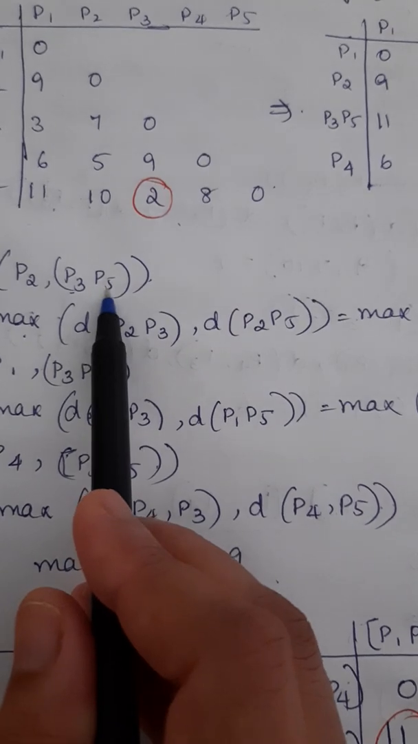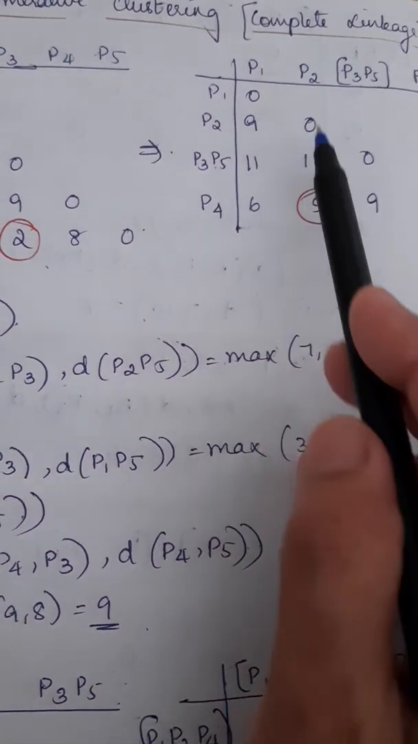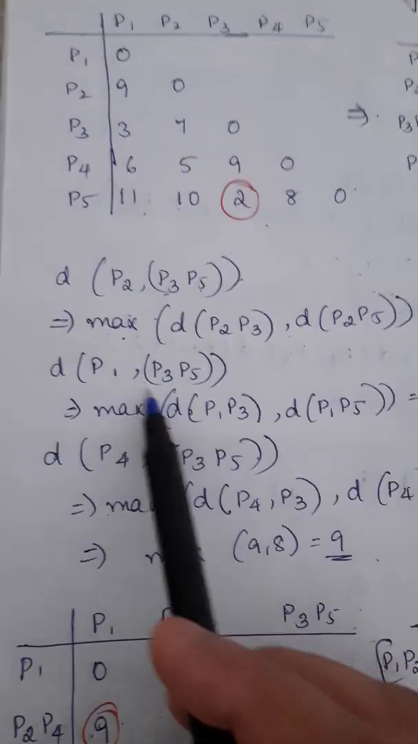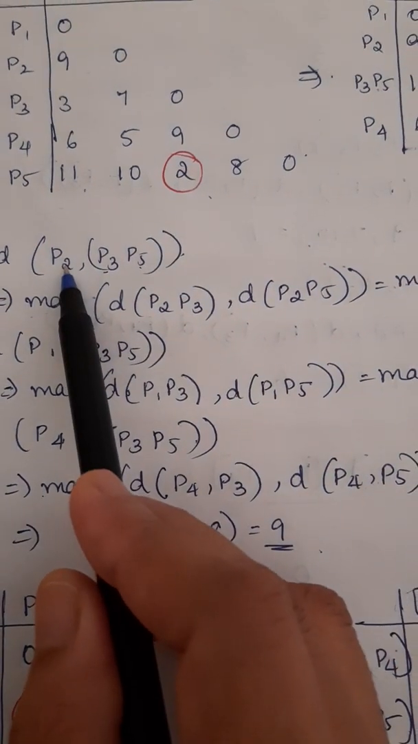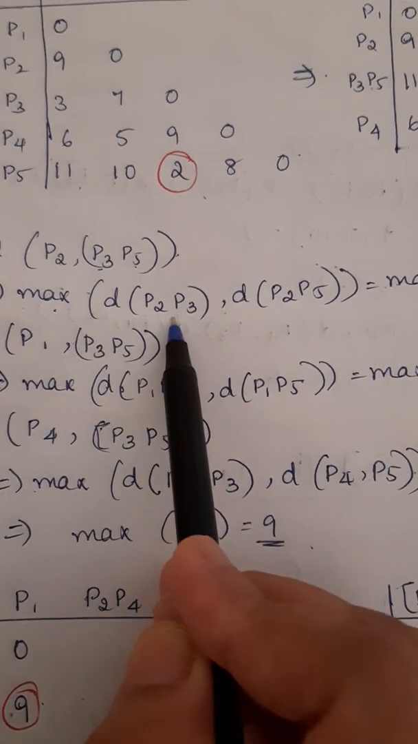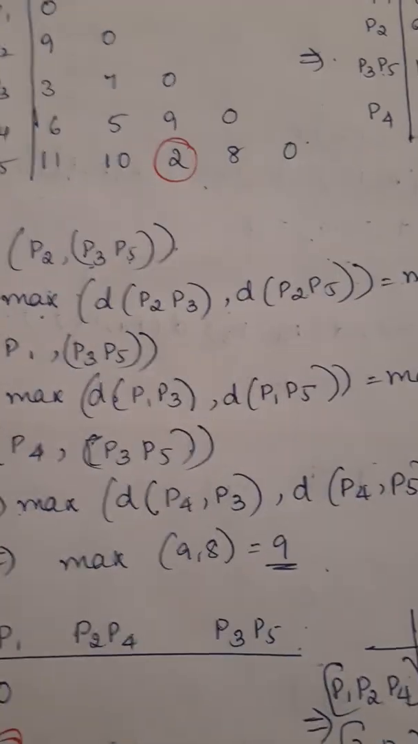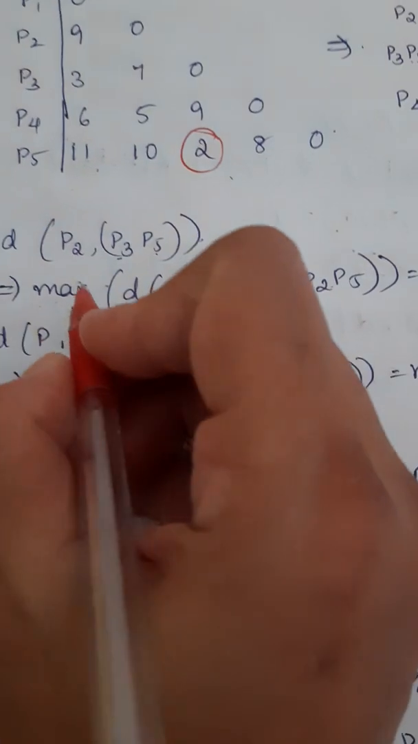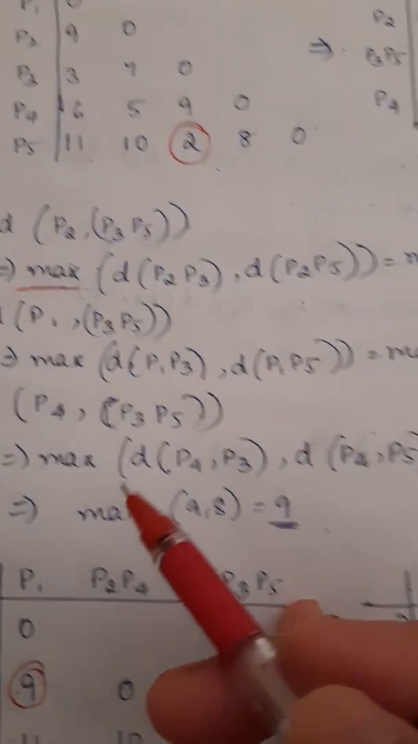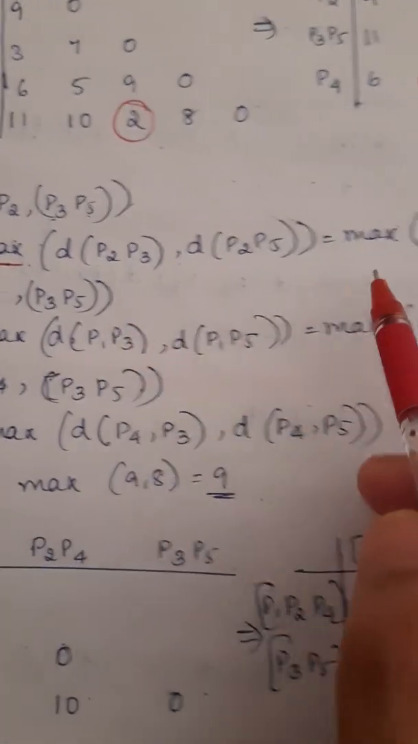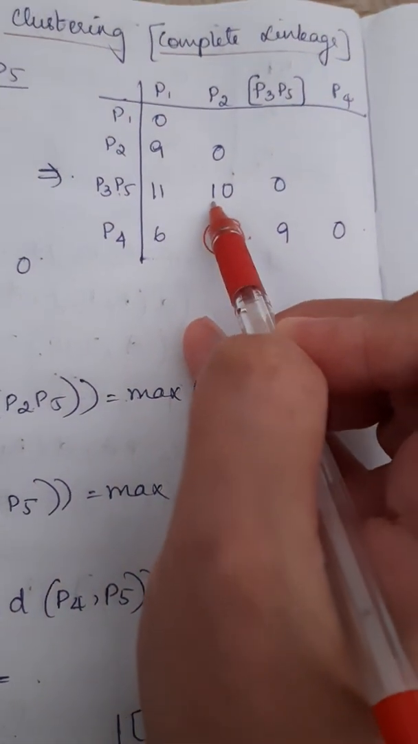So P3 and P5 is the first cluster. I want to know the distance between P3, P5 and P2. So for that, I am taking P2 comma P3 P5. It is the distance of P2 P3 and P2 P5, but I am considering the maximum distance. Please note this one point. We are considering the maximum distance, whereas in single linkage we considered the minimum distance. So the maximum distance between 7 and 10 is 10. That is how I got the value of 10 over here.